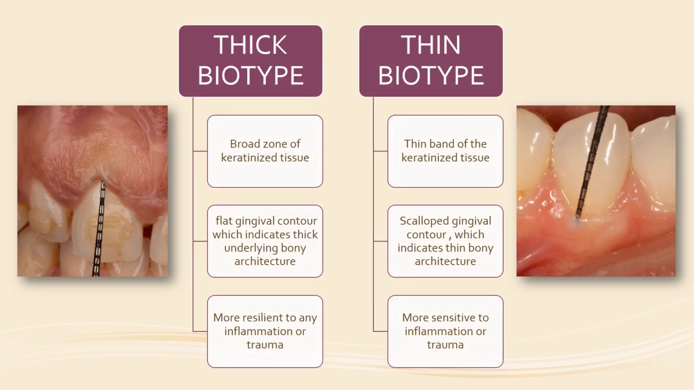What is a thick biotype? Broad zone of keratinized tissue with a flat gingival contour which indicates thick underlying bony architecture, which is more resilient to any inflammation or trauma. Coming to thin biotype, it is a thin band of keratinized tissue, scalloped gingival contour which indicates thin bony architecture, and it is more sensitive to inflammation or trauma.